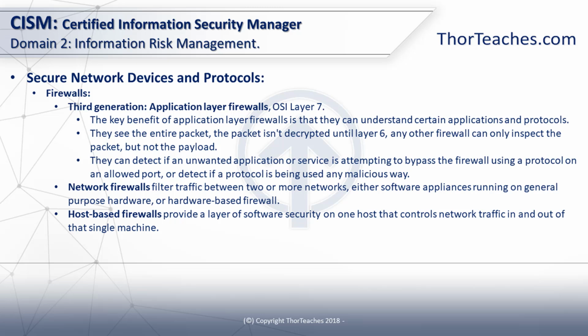Since they're at the application layer, they are OSI layer 7. On top of seeing the full unencrypted packet, layer 7 is, as you know, much smarter. It can understand the applications and the protocols we use. And since they're much smarter and they have the unencrypted data, a lot of the attacks that can get by a first or second generation firewall will be caught by a third generation.